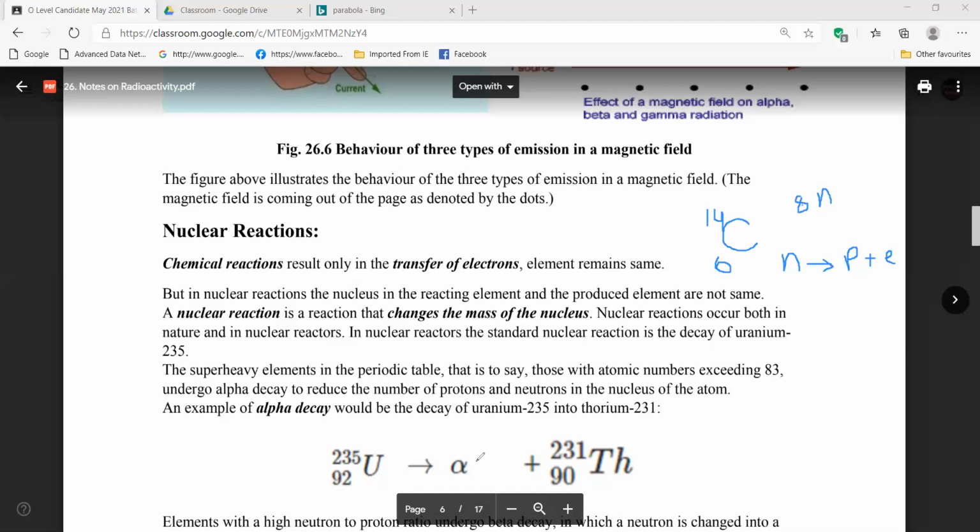Hello, hello, Tamjid. Tamjid. Yes, sir. So there is possibility to have alpha particles also, right?